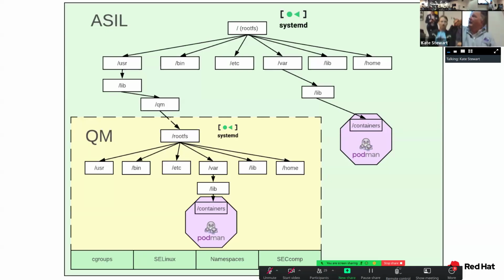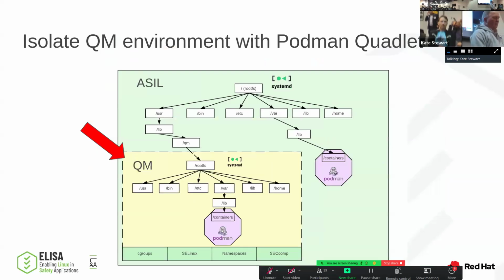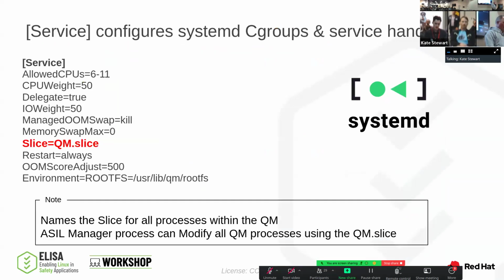So that's why Podman, this has a full separate systemd running in it and everything else. So, isolate the QM environment with the Podman Quadlet. And this is what a Quadlet would look like that would define a QM on your system. This is the actual one that we ship, and it has some suggested constraints here.